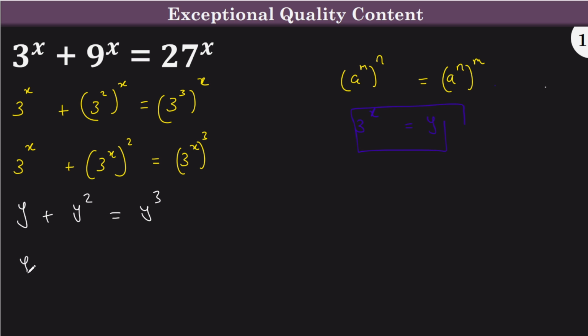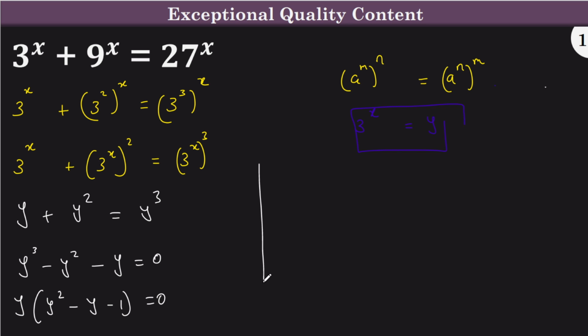Now if we take everything on the same side, this is y cube minus y raised to 2 minus y equals 0. So now if we take y common, we have y square minus y minus 1 equals 0. From here we can do two things: one is we equate y to 0, and another is we equate this equation to 0.